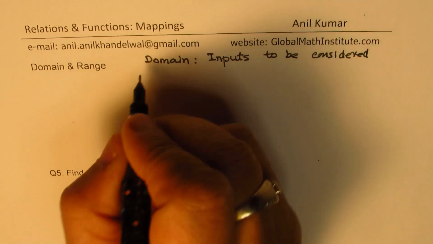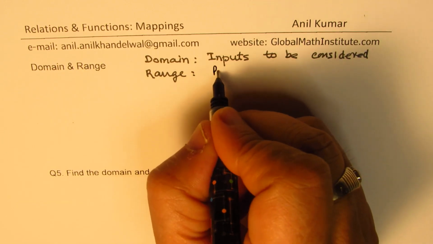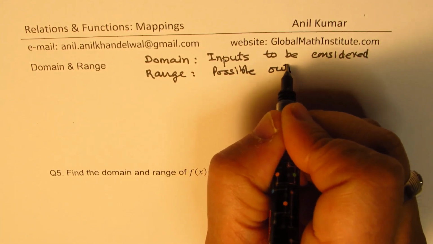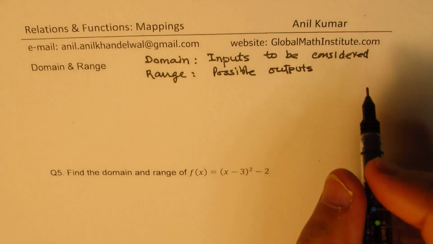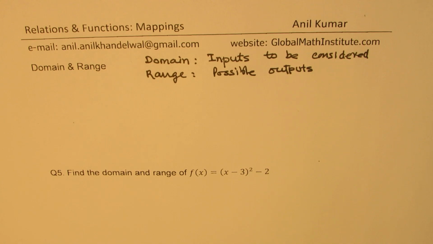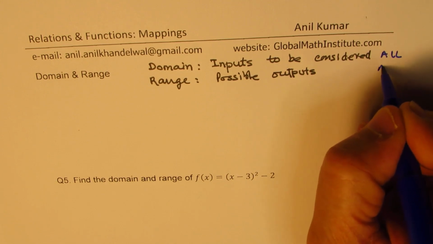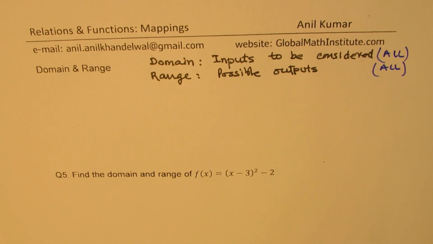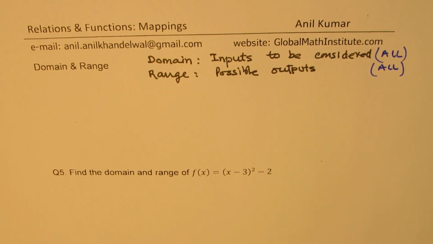In simple language, and when we say range, then we are talking about possible outputs, right? So when we say possible, so we are actually qualifying these words with all inputs and all outputs. All possible. Do you understand? That is what domain range is. Now we'll talk about domain range with reference to different types of functions.